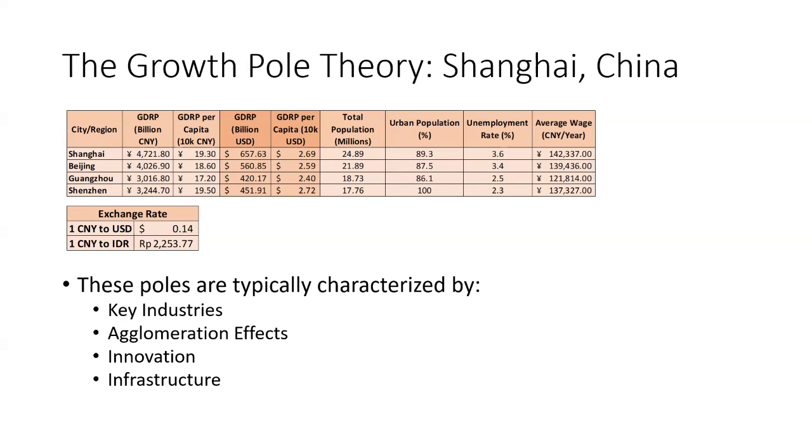Well-developed infrastructure such as transportation, communication, and utilities is essential for supporting economic activity and connecting the growth pole to other regions. And Shanghai features world-class infrastructure comprising comprehensive transportation networks such as ports, airports, high-speed rail, cutting-edge telecommunications, and dependable utilities.